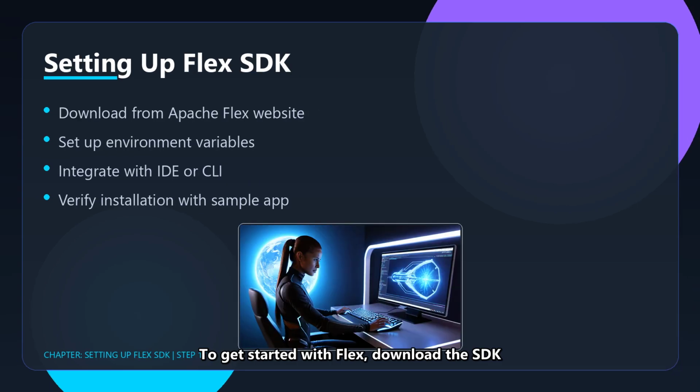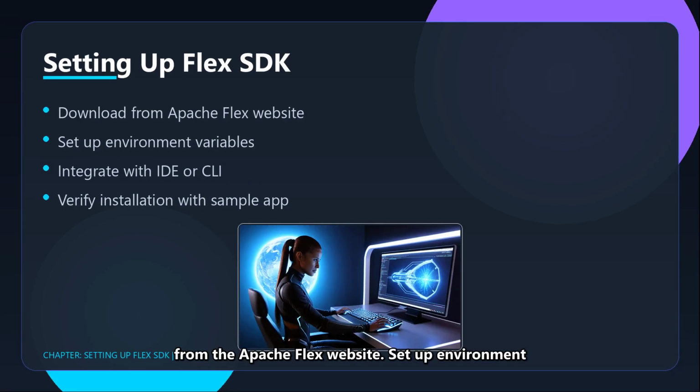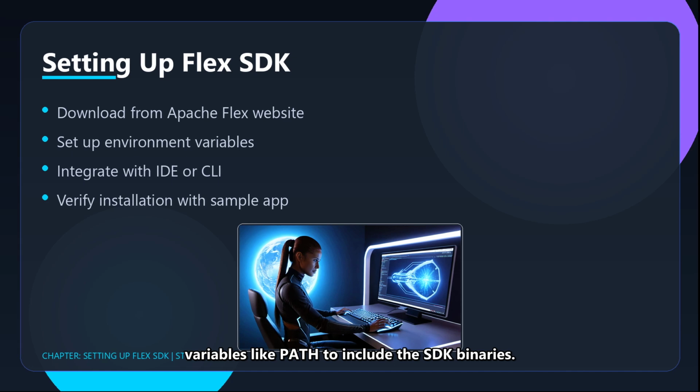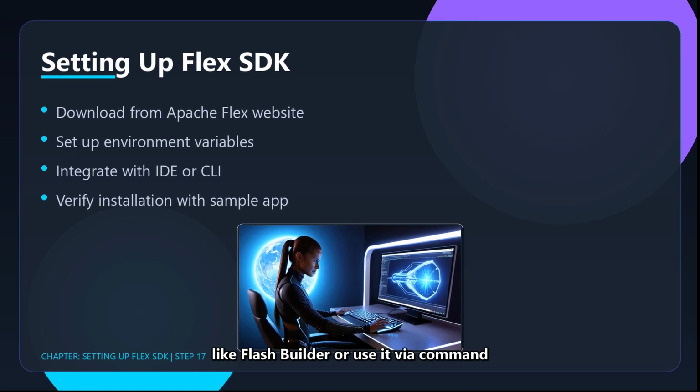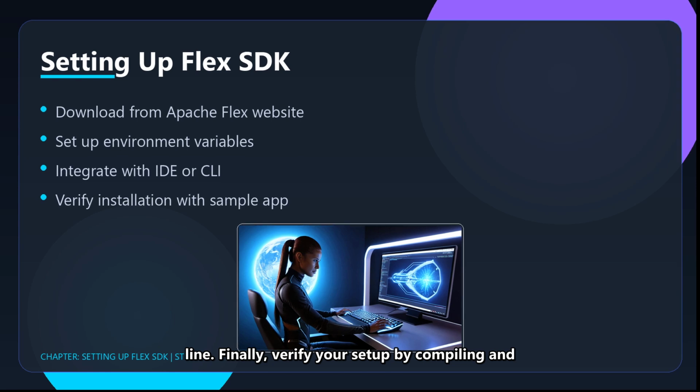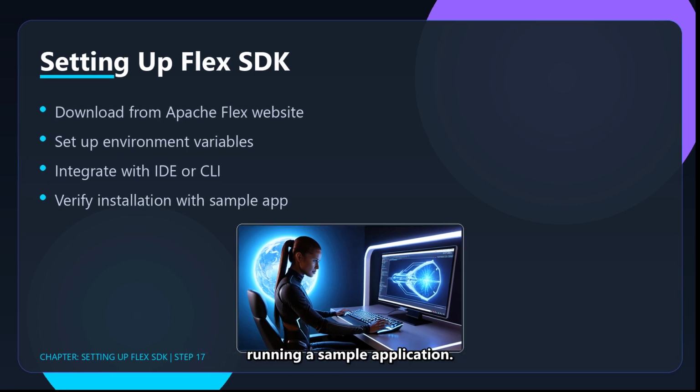To get started with Flex, download the SDK from the Apache Flex website. Set up environment variables like path to include the SDK binaries. You can integrate the SDK with an IDE like Flash Builder or use it via command line. Finally, verify your setup by compiling and running a sample application.